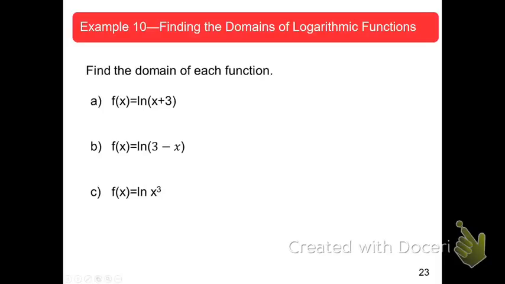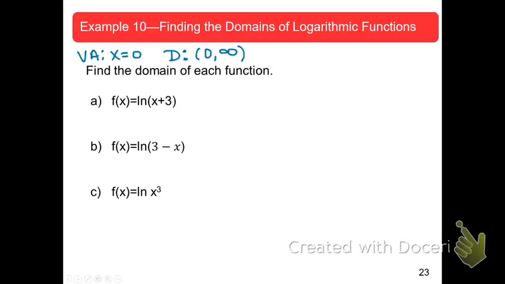Okay, in example 10, we're talking about the domain of each function. Well, remember we had said that for log functions, we have a vertical asymptote at x equals 0. So that means the domain of the parent function, which we talked about several slides ago, is going to be from 0 to infinity. But what happens when things inside change? Things that affect my x.